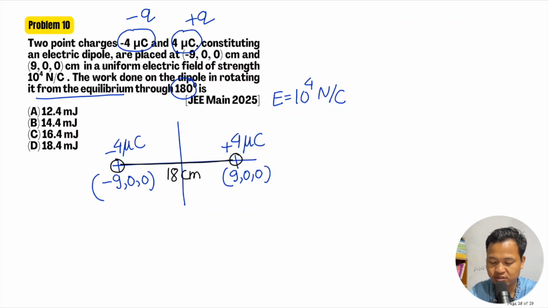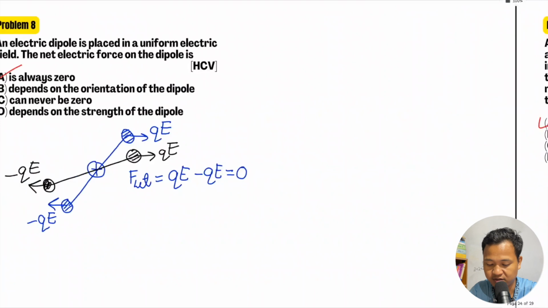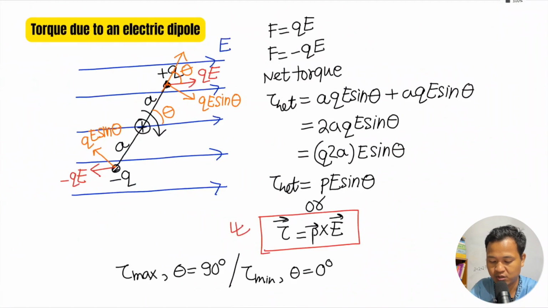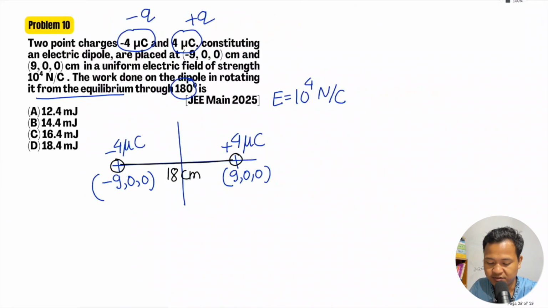When the dipole is completely horizontal, along the field, the force is along the side, so there is no torque. Net force is 0, net torque is 0. So here this is the position of equilibrium. The dipole is in this position, and from here we rotate it for the question. So when the dipole is completely like this.